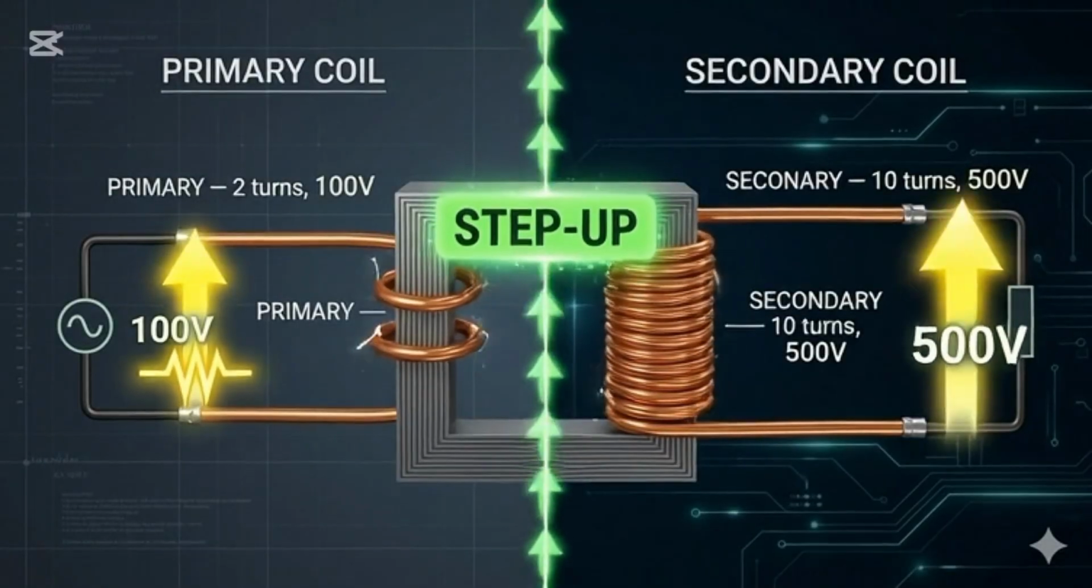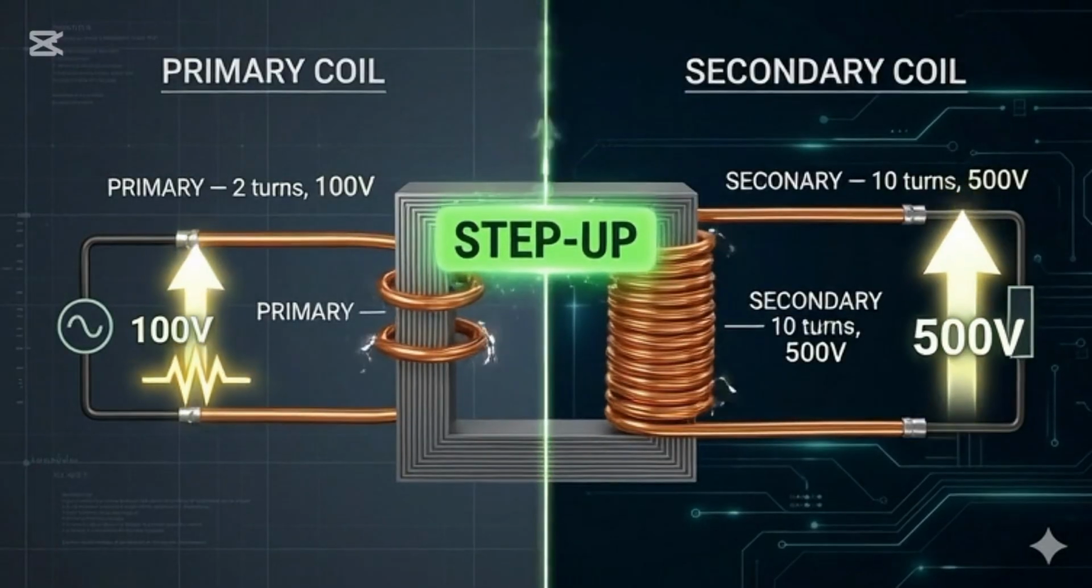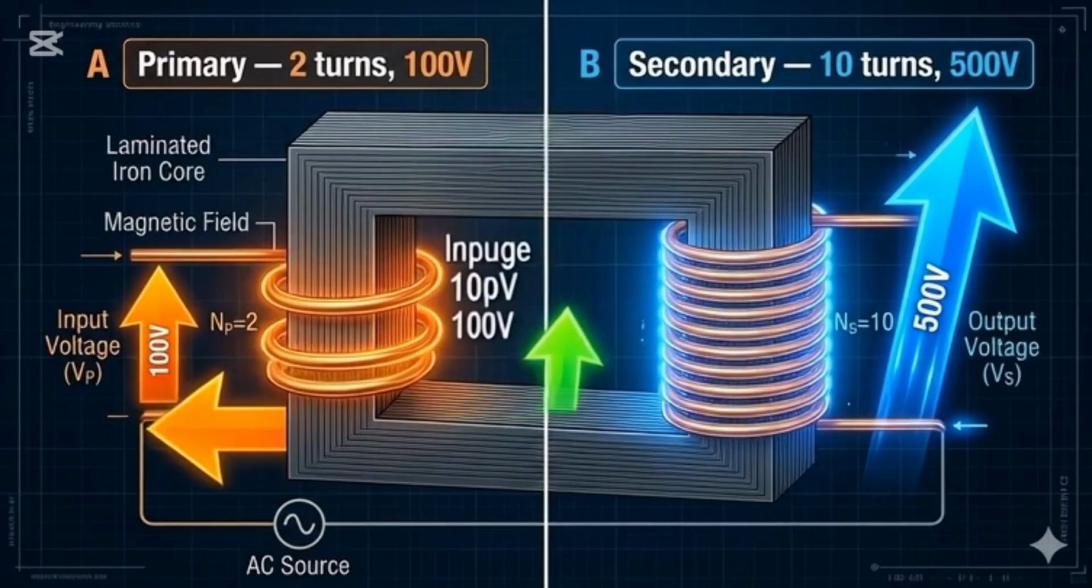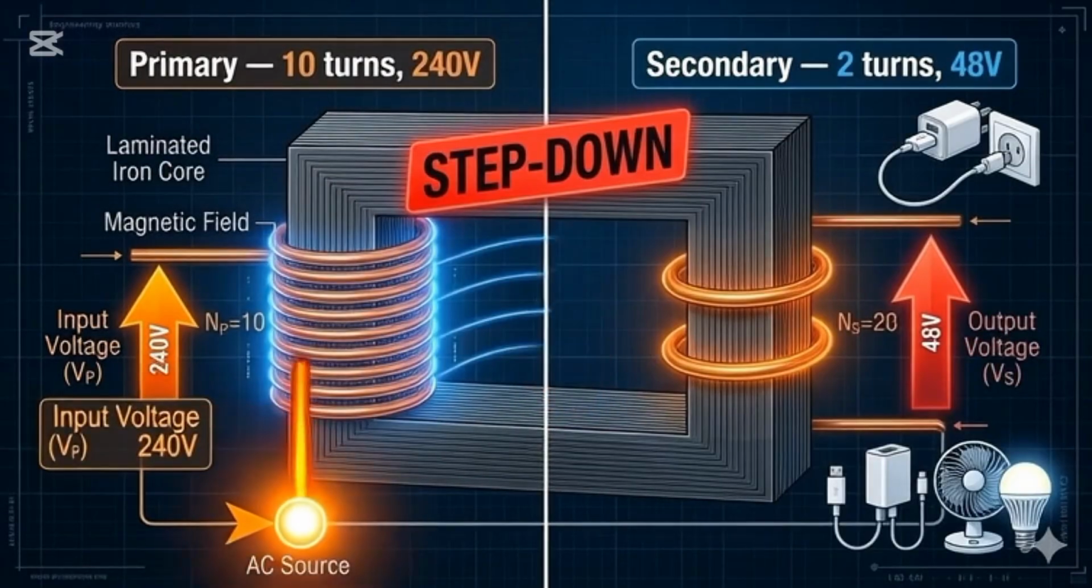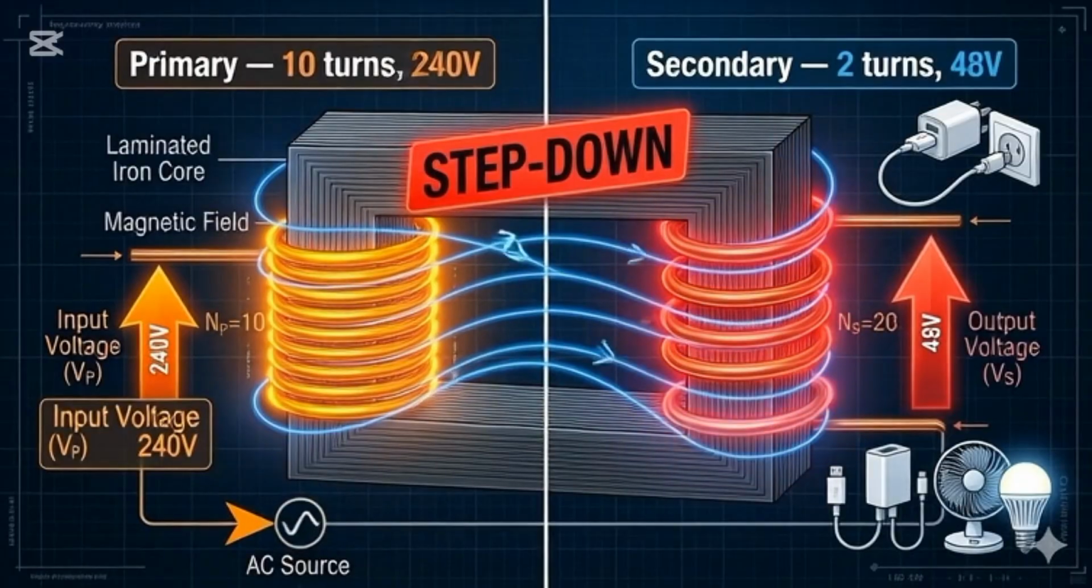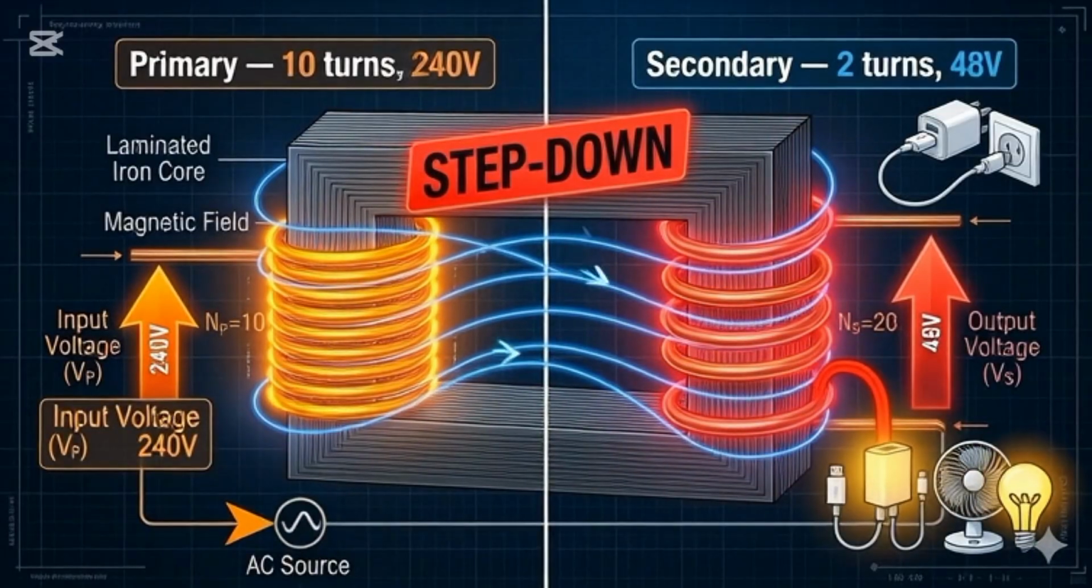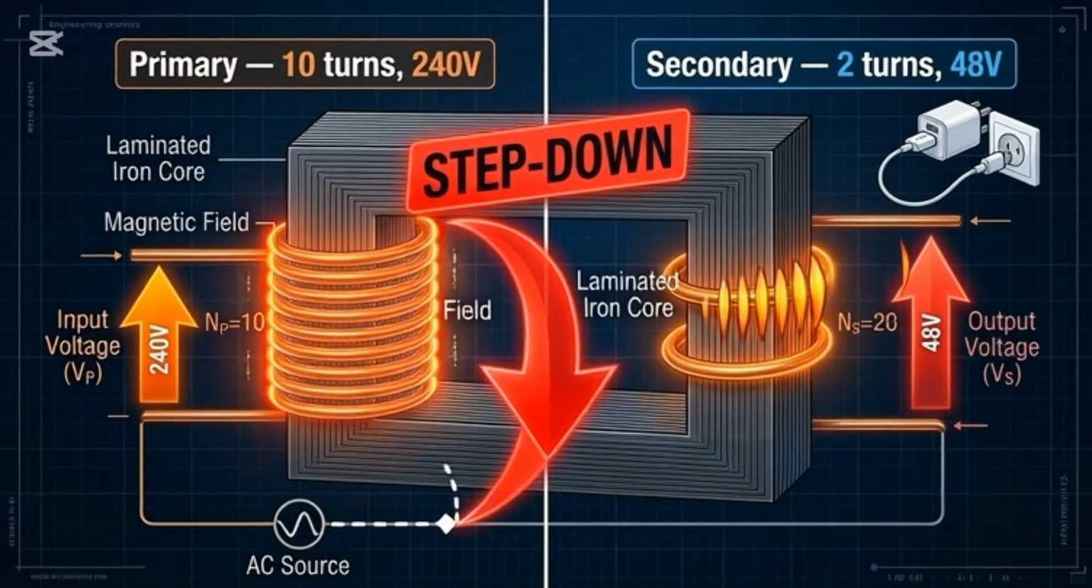More turns on the secondary than the primary means higher output voltage. This is a step-up transformer. Fewer turns on the secondary steps the voltage down, used in chargers and household electronics to safely reduce voltage.